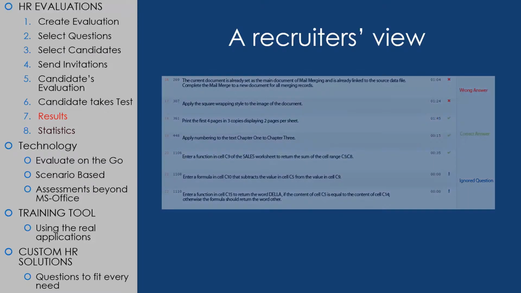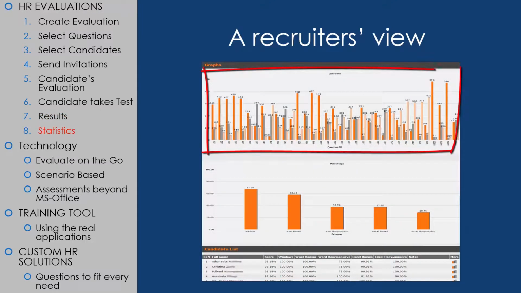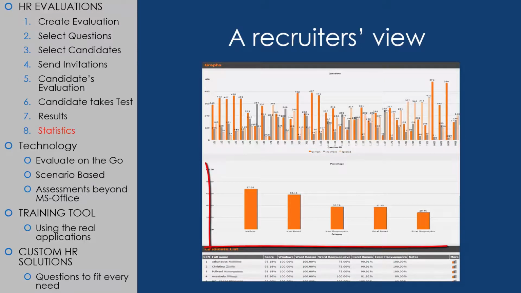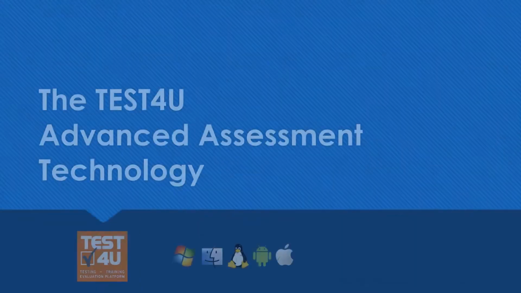We have a plethora of general statistics. Here we can see the number of candidates that answered correctly each question, and here we can see the average percentage of the candidates per category of the evaluation. Each evaluation can consist of more categories than one. For example, you want to test a candidate for a secretary job, and you want to test their skills in Word, Excel, and Outlook in one assessment at once.